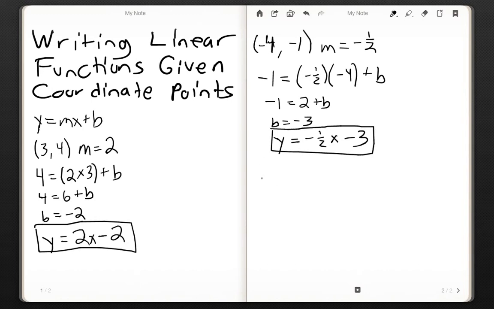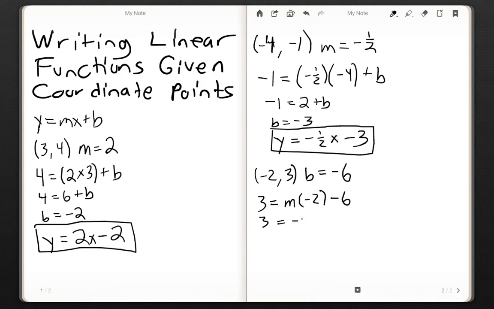Okay, now let's change it up a bit. Let me give you a point here, and then I'll give you the y-intercept, but not the slope. So what are we going to be finding here? Well, we're going to be finding what we're missing, which is the slope. So we have y equals m, that's what we're finding, times x plus b, so minus 6.